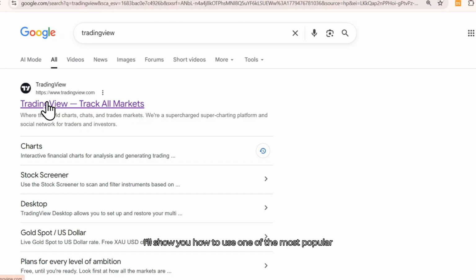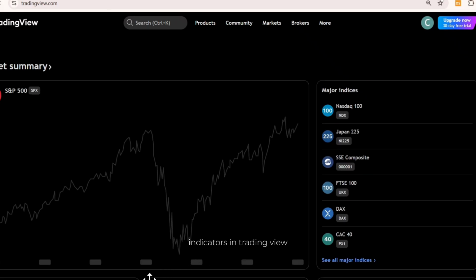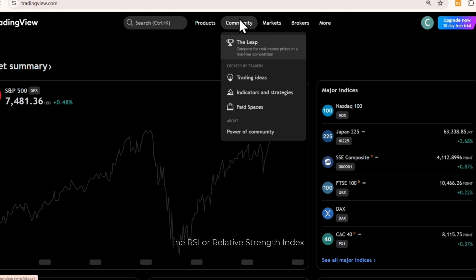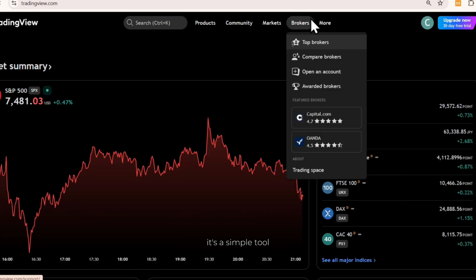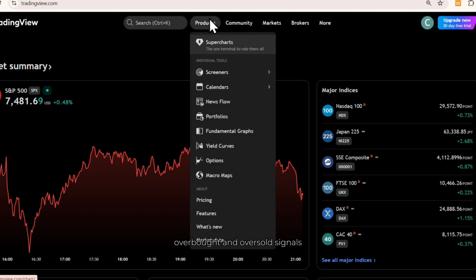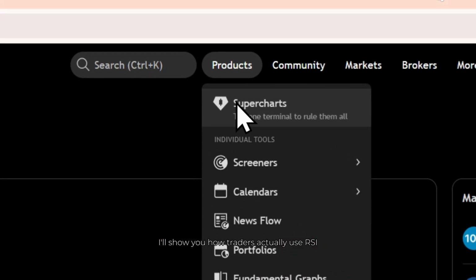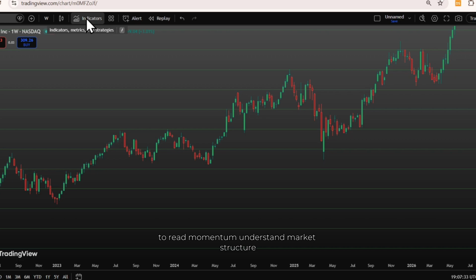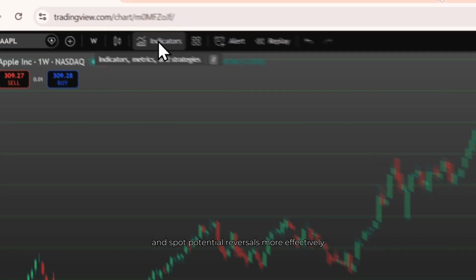In this video, I'll show you how to use one of the most popular indicators in TradingView, the RSI, or Relative Strength Index. It's a simple tool, but a lot of beginners use it the wrong way. So instead of just looking for random overbought and oversold signals, I'll show you how traders actually use RSI to read momentum, understand market structure, and spot potential reversals more effectively.